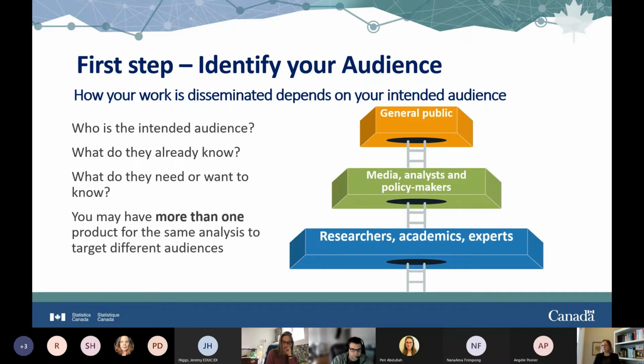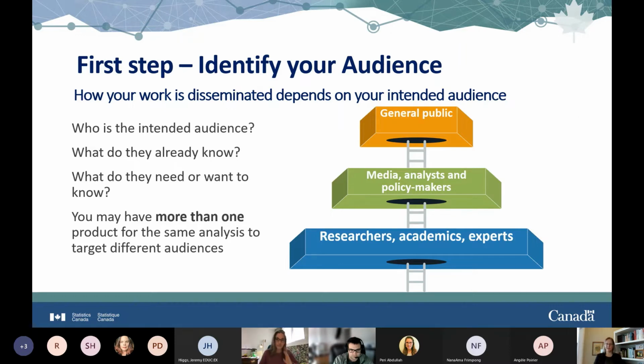People in academia will be interested in your methodology because this is what we do in academia. We want to see how you got the results that you got, and what methodology and what data you used. So your audience is really crucial right from the get-go. And as I said previously, you may have more than one product for the same analysis to target different audiences.